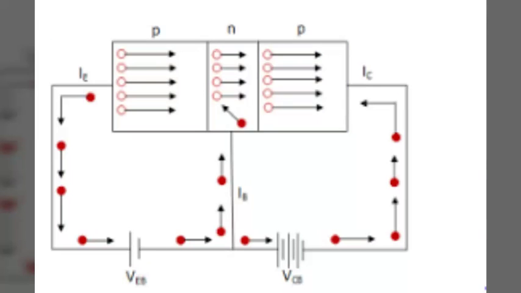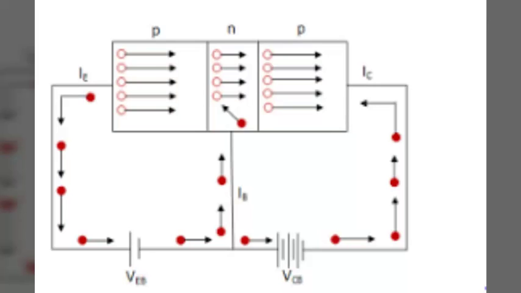In a PNP transistor, the emitter-base junction is always forward biased and the collector-base junction is always reverse biased. The forward bias causes holes in the p-type emitter to flow towards the base, and this constitutes the emitter current IE. As these holes cross into the n-type base, they tend to combine with electrons.